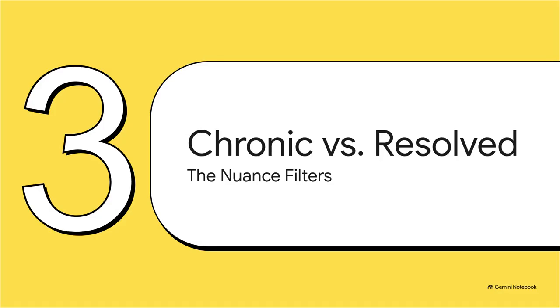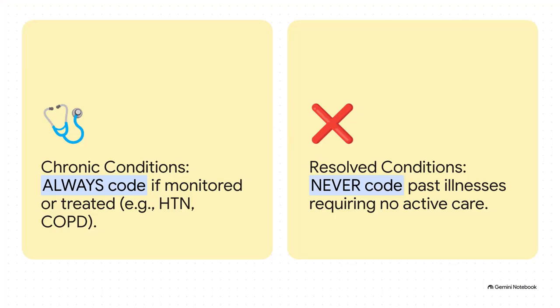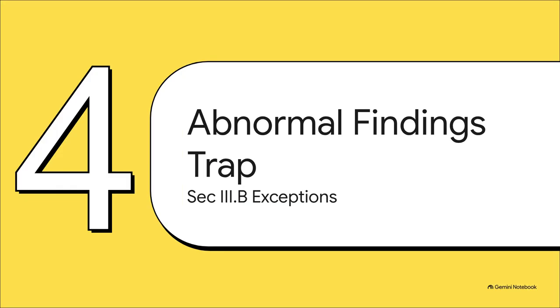Section 3, chronic versus resolved conditions, the nuance filters. So the crucial point is, there's a stark contrast here when applying these filters. Chronic systemic diseases like hypertension, COPD, or diabetes are always reported if they're monitored or treated during the stay. Why? Because they inherently affect patient care and management. But resolved conditions never code. Past illnesses that require no active care. I mean, if a patient had pneumonia 5 years ago, it has absolutely no bearing on today's admission for a fractured femur, right? Just filter it out. It's just chart clutter.